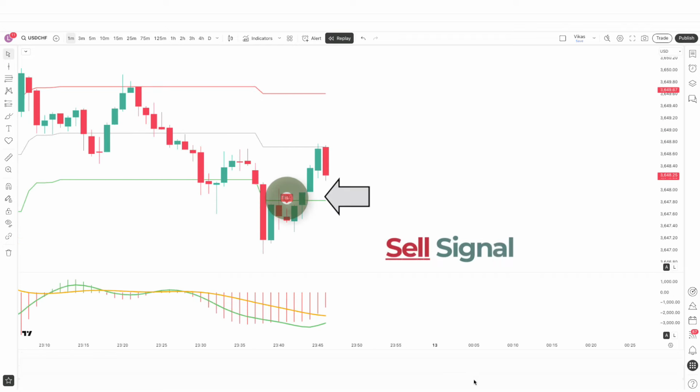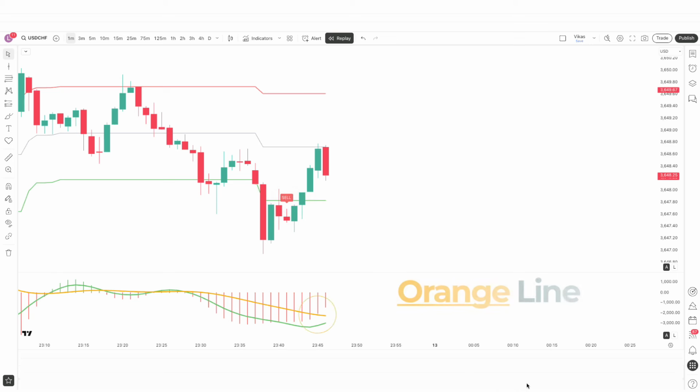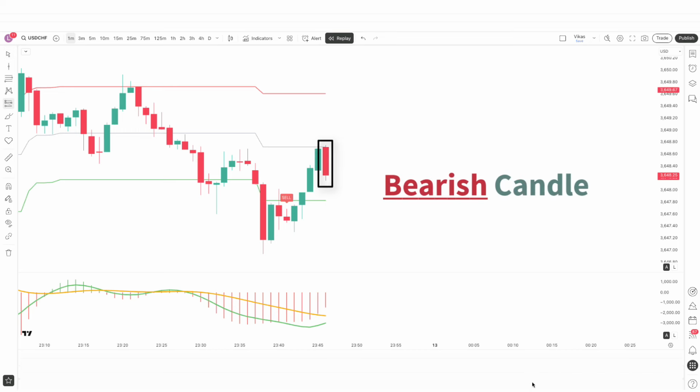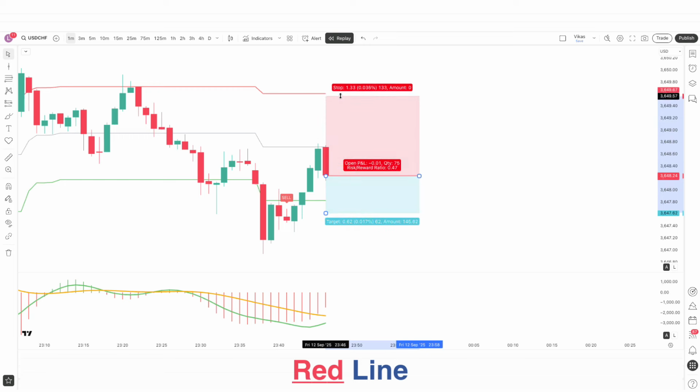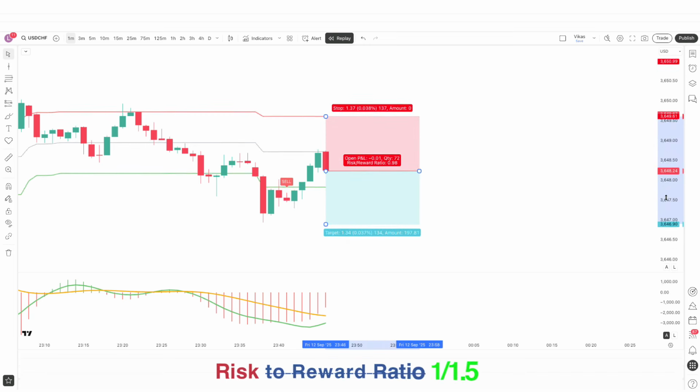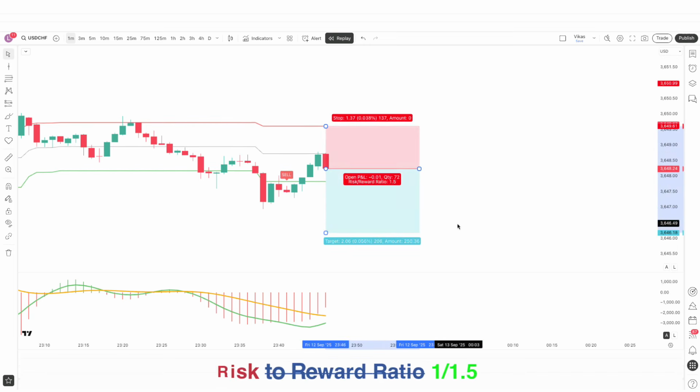Here, the premium discount zones indicator gives us a sell signal. Here, the orange line of new MACD is above the green line. Here, the market has made a bearish candle to give confirmation. So all our conditions are being fulfilled, so we are placing an order to sell. Our stop loss should be at the red line, and the risk to reward ratio will be 1:1.5.